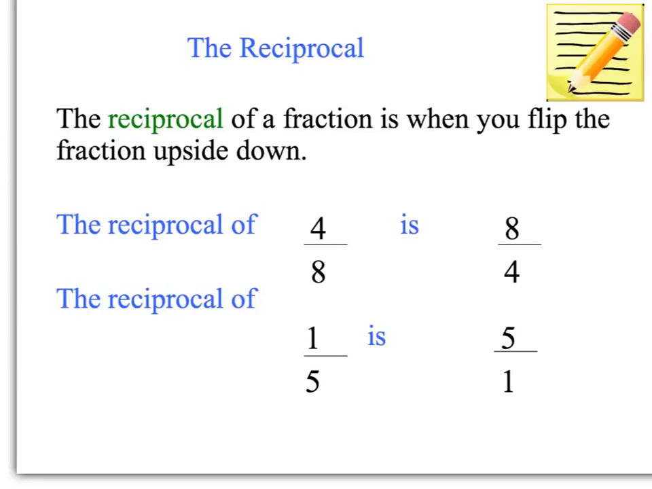Now, you might hear the word reciprocal when we're dealing with division of fractions. The reciprocal of a fraction is just when you flip the fraction upside down. So, for example, the reciprocal of 4/8 is 8/4. We've just flipped that fraction upside down. The reciprocal of 1/5 is 5/1. So just remember that word reciprocal. It means you flipped the fraction upside down.